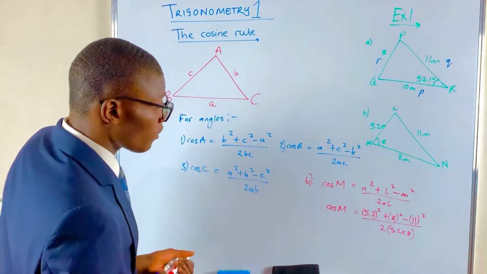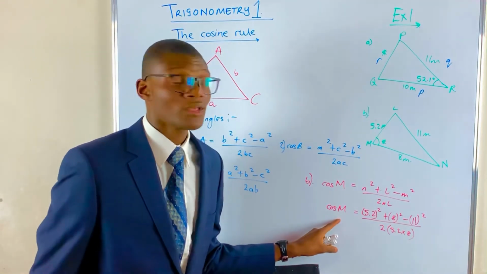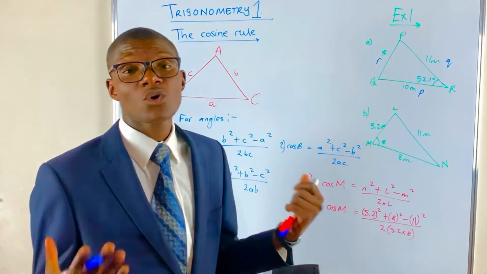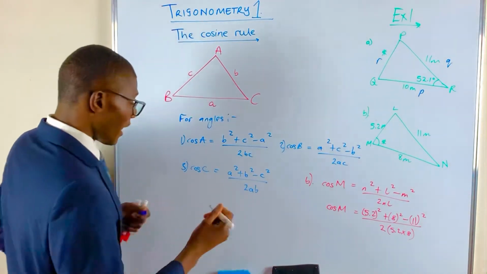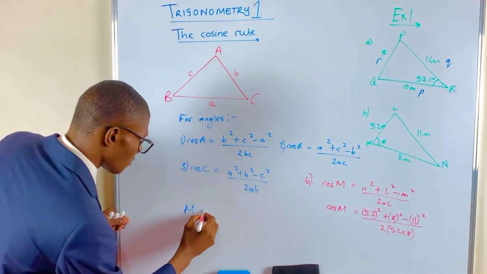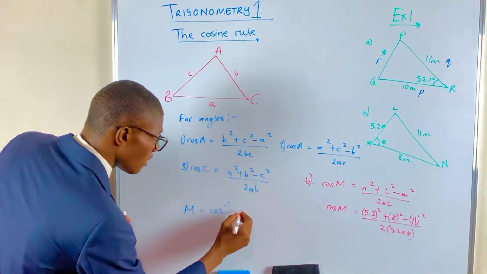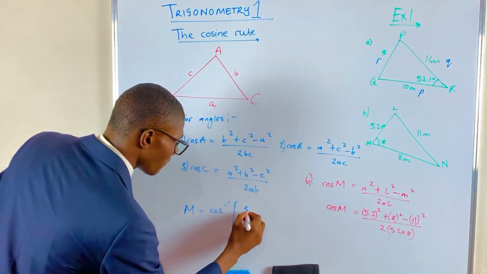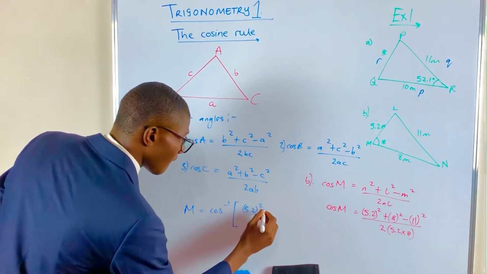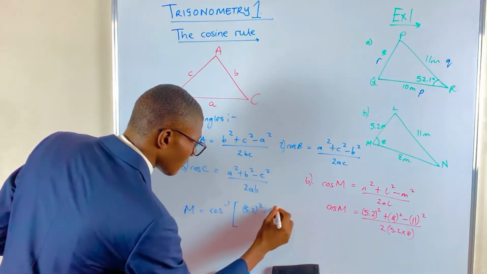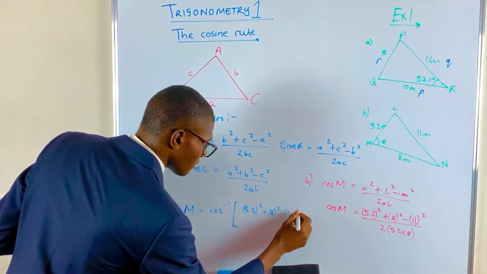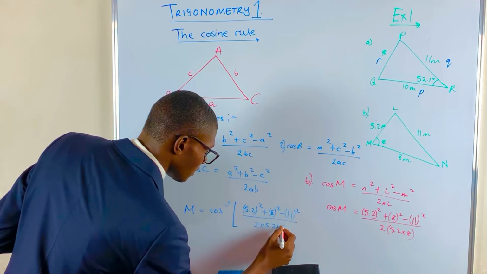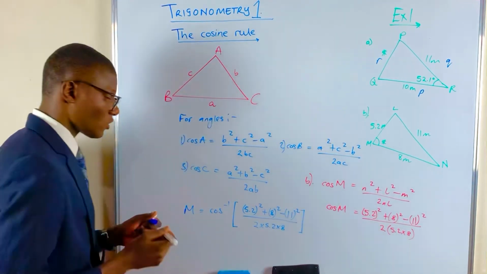We want to calculate the angle M, so we take the inverse: 1 over cos is the same as cos inverse, or arc cos. So the angle M is equal to the cos inverse of, let me put square brackets here, 5.2 squared plus 8 squared minus 11 squared, all over 2 times 5.2 times 8. Then we close that bracket.